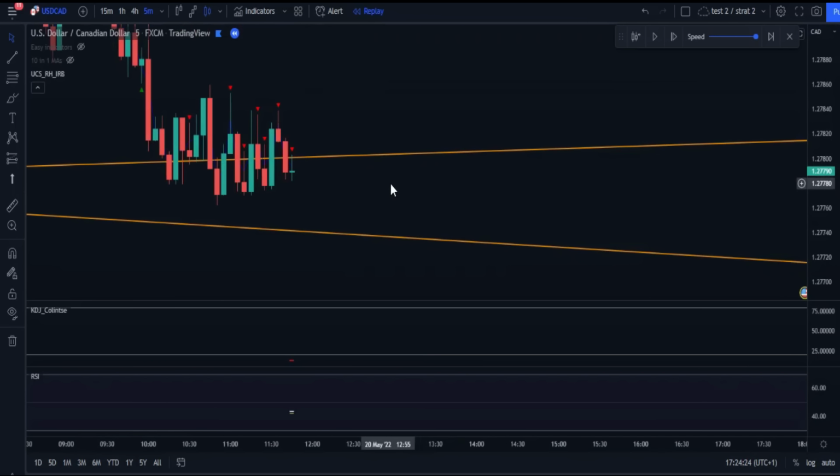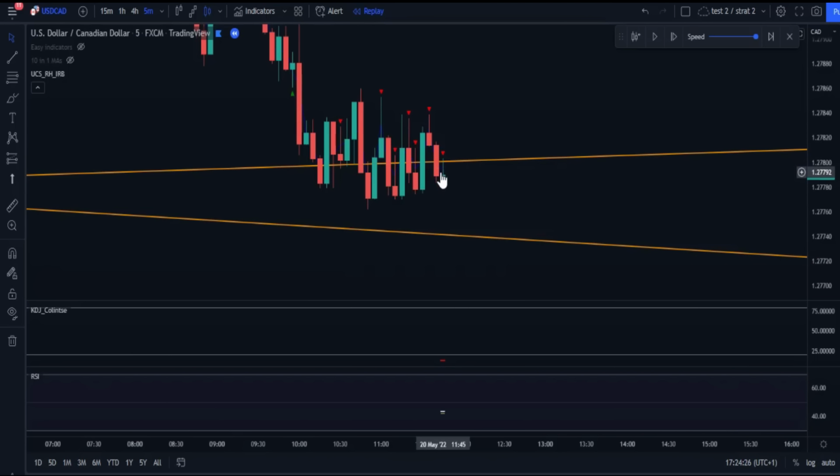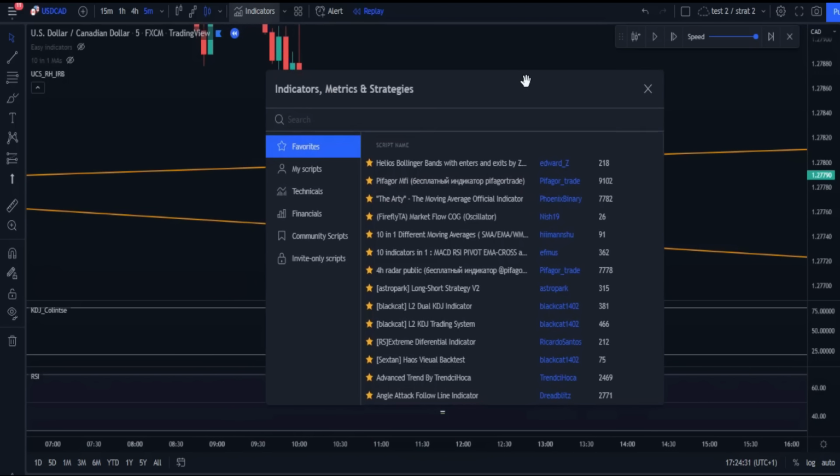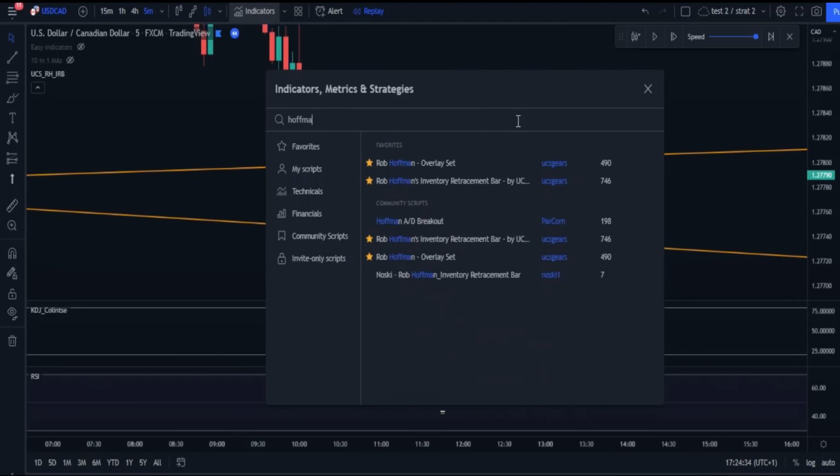Well, when you activate the Hoffman indicator, you will determine that it is actually a 45 candle by the appearance of the red triangle above it. In order to find the Hoffman indicator, enter the indicator box and type Hoffman, and it will appear here.